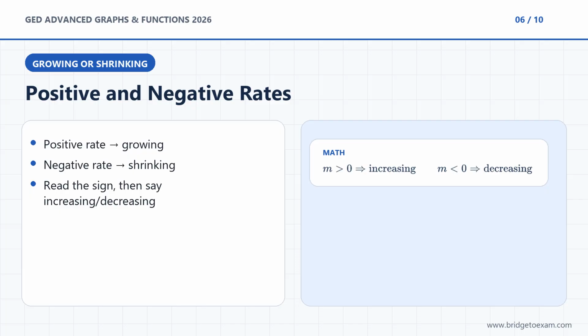The sign of the rate tells its story. A positive rate means the quantity is growing: earnings rising, water filling, savings increasing. A negative rate means it is shrinking: a phone battery draining, a candle burning down, a balance being paid off. So read the sign, then simply say increasing or decreasing.